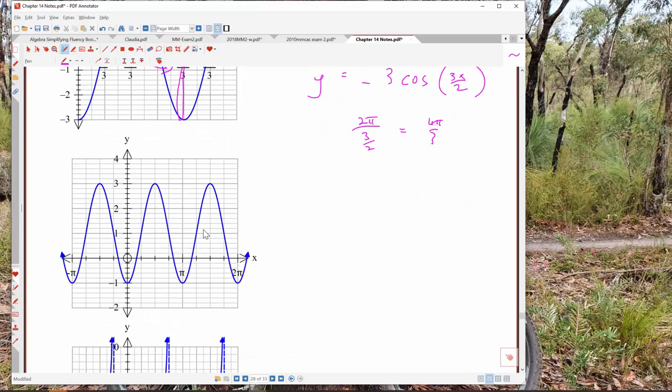All right, let's have a look at this one. So this also looks like an inverted cosine graph. Okay, so what we're going to do is start with that. So it's y equals, and it's negative, and it's cosine.